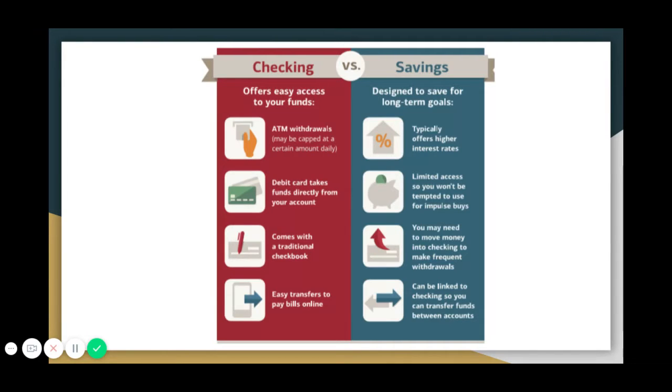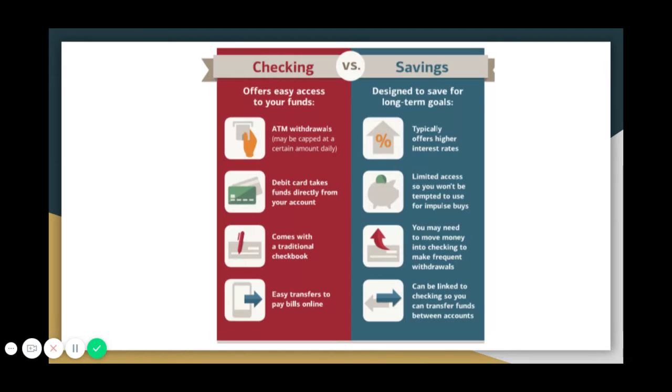Okay, so to recap, your checking account is a place to store money that you plan to spend. It gives you quick and easy access to your money. Your savings account is a place to store money that you don't plan to spend immediately. It's designed to help you save for long-term goals. So your checking account offers easy access to your funds through ATM withdrawals, your debit card. Many of them come with the traditional checkbook and easy ways to transfer to pay bills online.